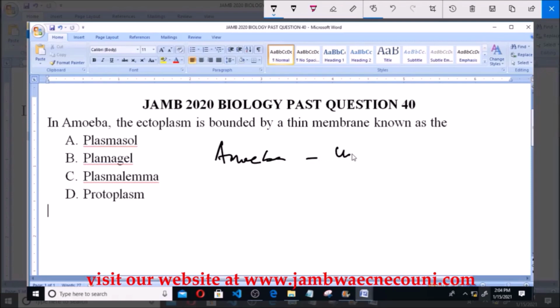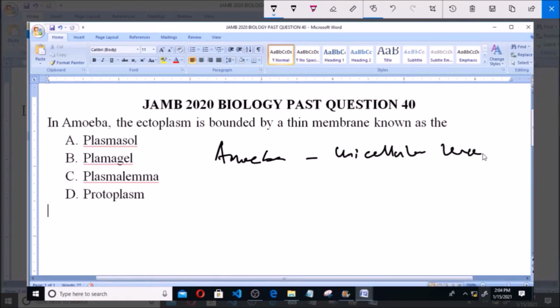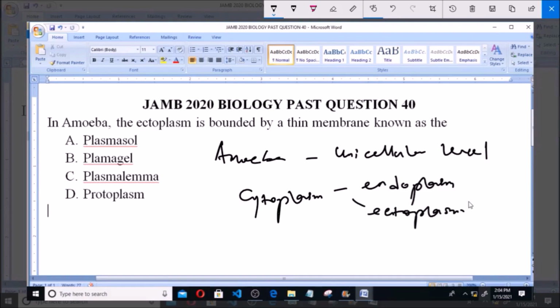Now, amoeba is a unicellular organism, that is, an organism that occurs at cellular level. So it simply means that its level of organization stops at the cellular level. Now, since amoeba is at the cellular level, its cytoplasm is divided into two: the endoplasm and the ectoplasm. The ectoplasm is the outer part of the cytoplasm, while the endoplasm is the inner part.